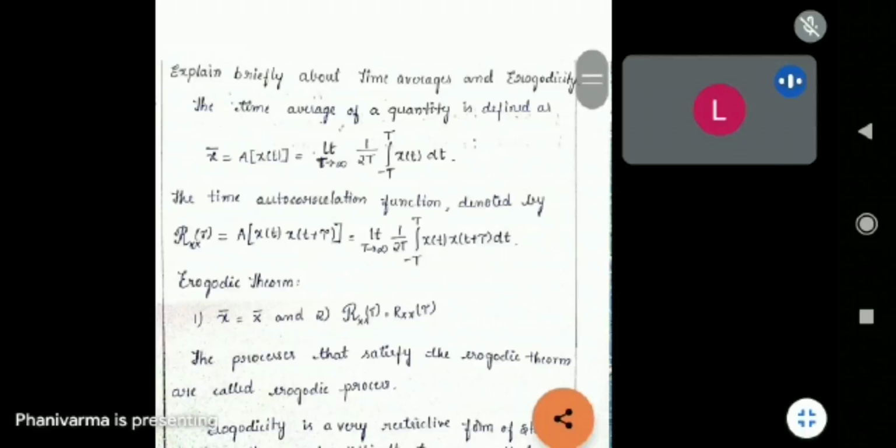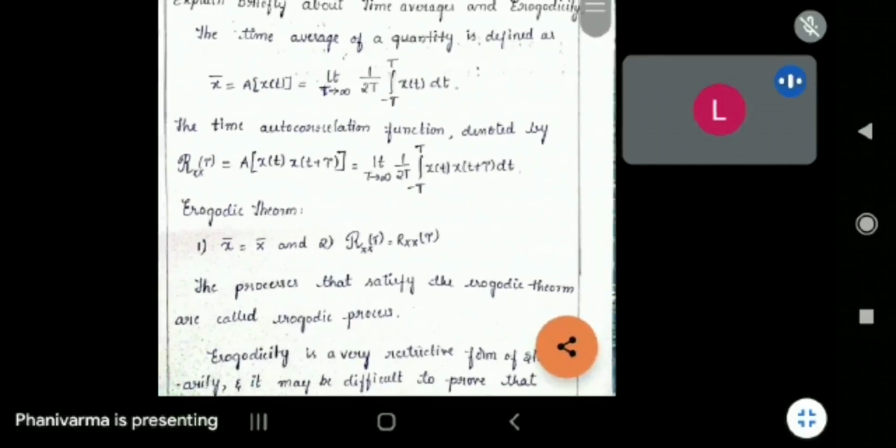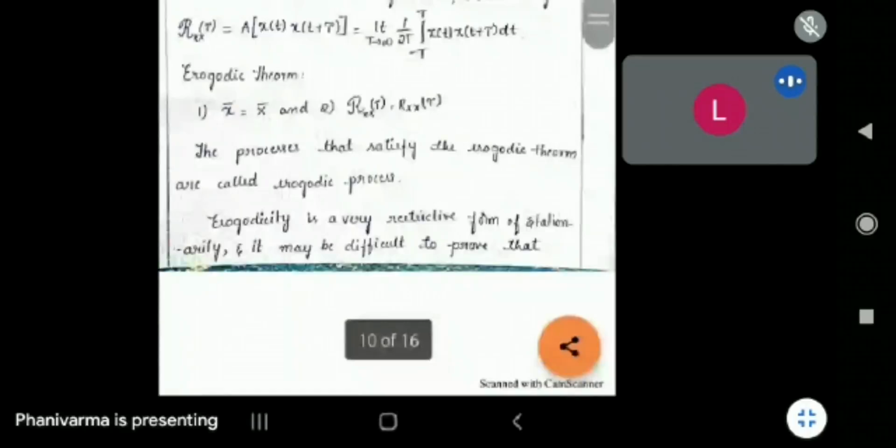That implies limit T tends to infinity, 1 by T integral from minus T to T of x(t) x(t plus tau) dt. Now coming to the ergodic theorem, if x bar is equal to capital X bar and Rxx of tau is equal to Rxx of t, the process that satisfies the above equations is said to satisfy the ergodic theorem, and it is known as an ergodic process.